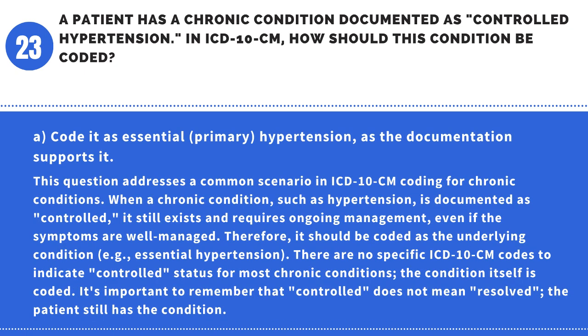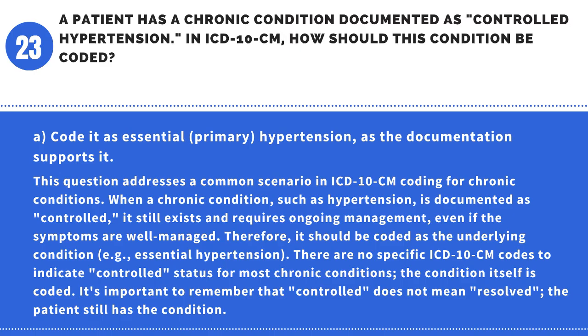Answer A. Coded as essential, primary, hypertension as the documentation supports it. This question addresses a common scenario in ICD-10-CM coding for chronic conditions. When a chronic condition, such as hypertension, is documented as controlled, it still exists and requires ongoing management, even if the symptoms are well managed.